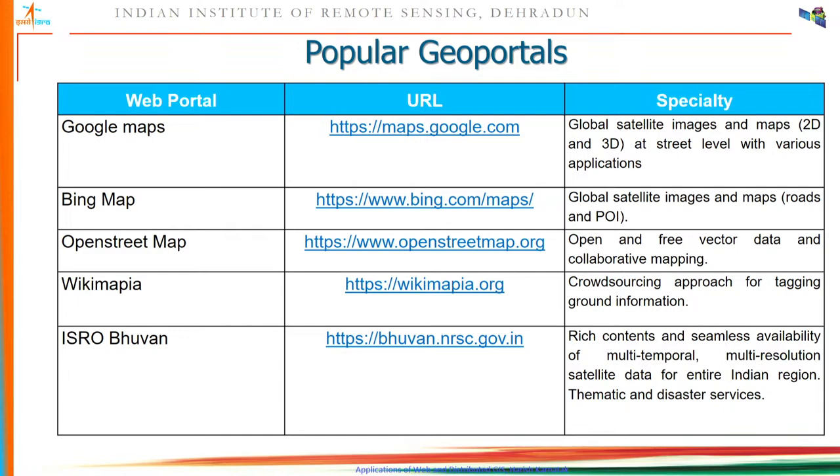Another website which is very popular here is Bing Map. It is again an application similar to Google Map, but it has the global satellite images and maps. As far as the maps are concerned, they provide extensive information on the roads and points of interest, and this service is hosted by Microsoft.